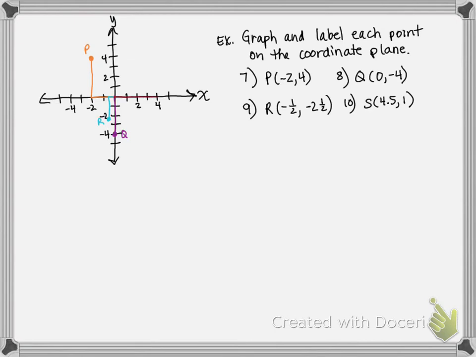So we're going to start at the origin, and we're going to go to 4.5 on the x-axis. Now again, I'm marking this on here, but you don't need to make these trails. You can just kind of hover your pencil over your graph. Then we're going to go up to 1. And then that's where the point goes, and we label that S.